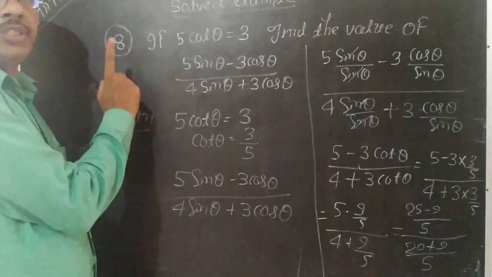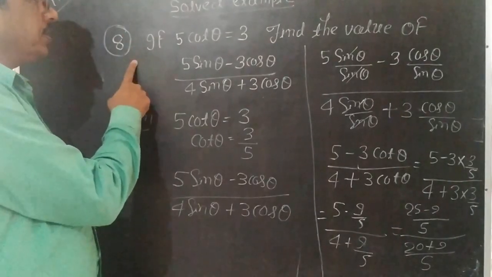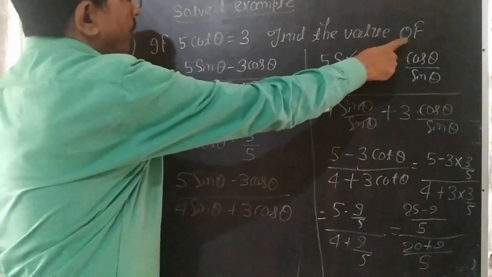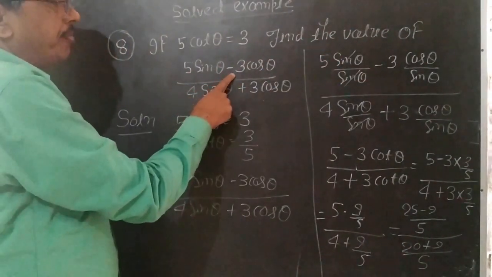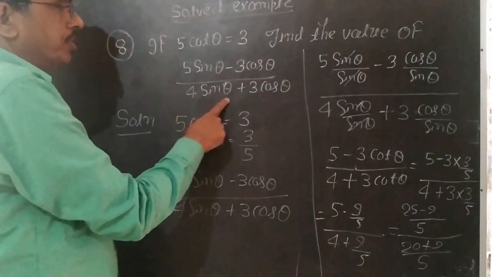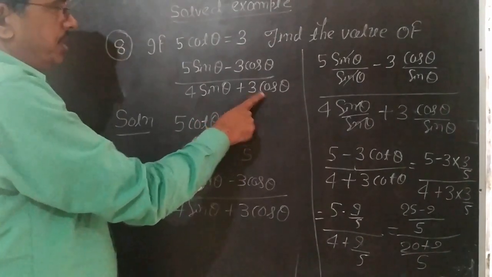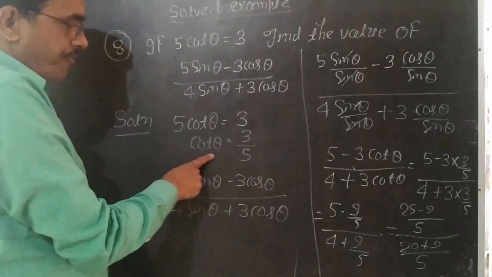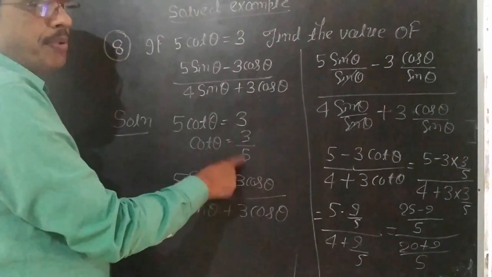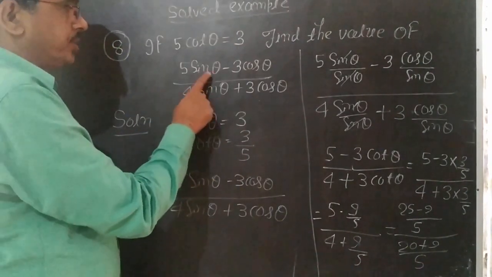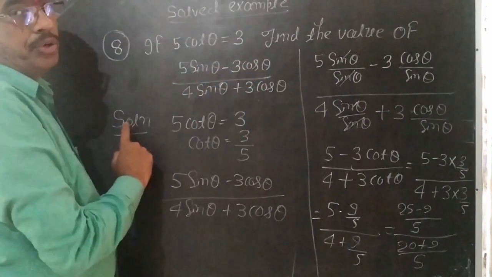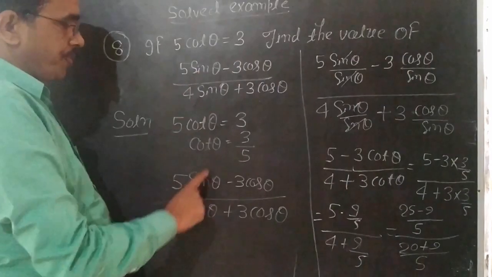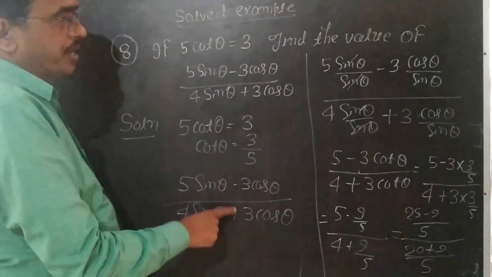Next is question number 8, and that is: if 5 cos theta is equal to 3, then find the value of (5 sin theta minus 3 cos theta) by (4 sin theta plus 3 cos theta). Here 5 cos theta is equal to 3, so first we find the value of cos theta, that is 3 by 5. Now we want to change the terms into the form of cot. Here is sine and cos, here is sine and cos. So first we divide the numerator and denominator by sine.